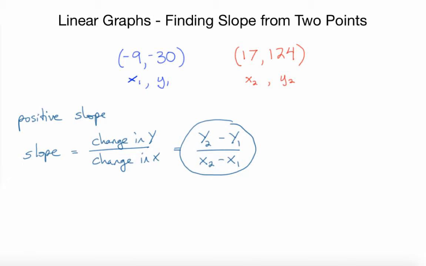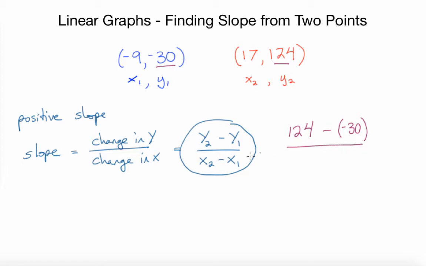We've got y2, what's my y value for my second point? That's going to be 124. So I'm going to take 124 and I'm going to subtract from that the y value of my first point, which is -30. Be careful with negatives. I don't want to lose that negative with the 30, so I'm going to put parentheses to know that I'm subtracting a -30. That's going to give me the change in my y values.